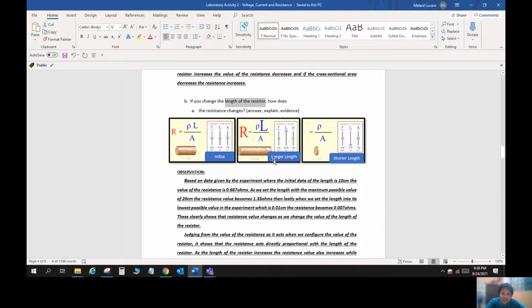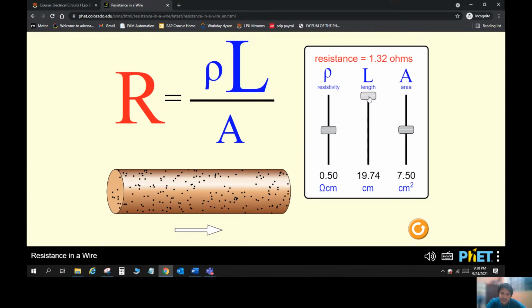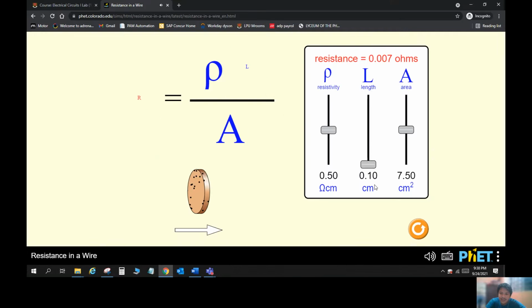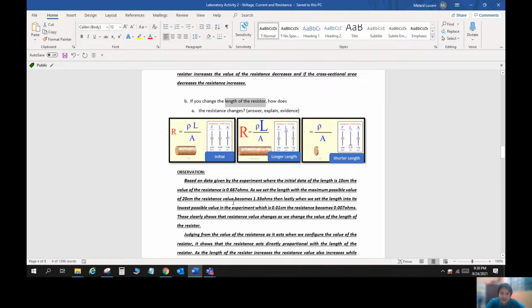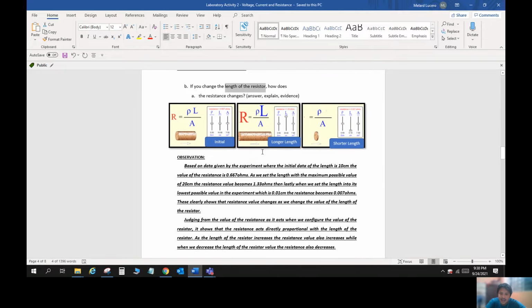So this is this one, the longer length. Then the shorter length is 0.1 centimeter, and the effect will be 0.007 ohms. So let us see if this is the same with this. Okay, 0.1 centimeter and 0.007 ohms.